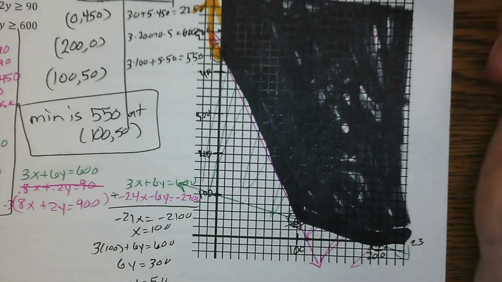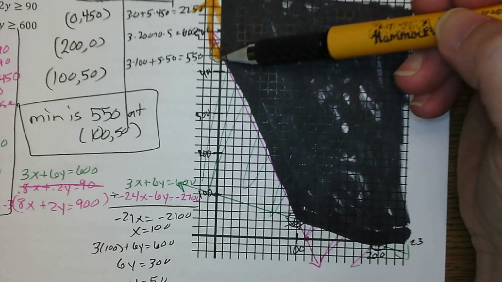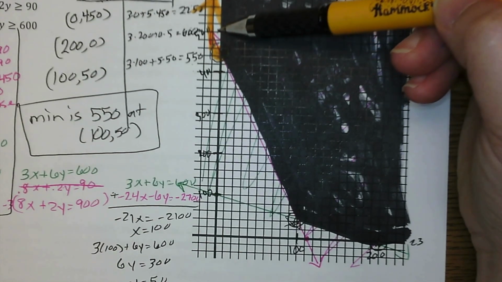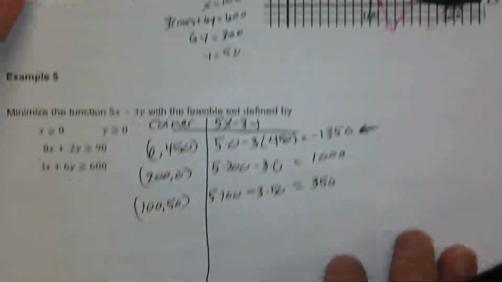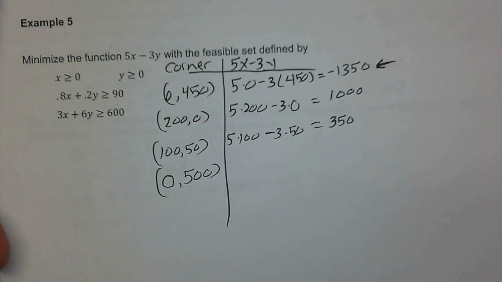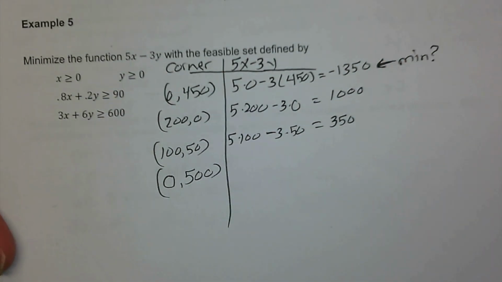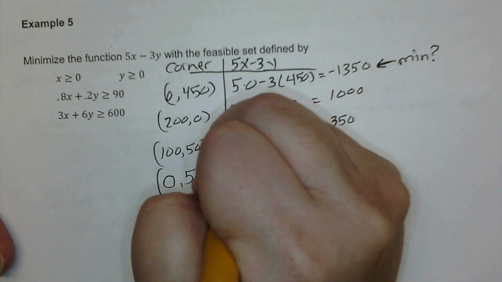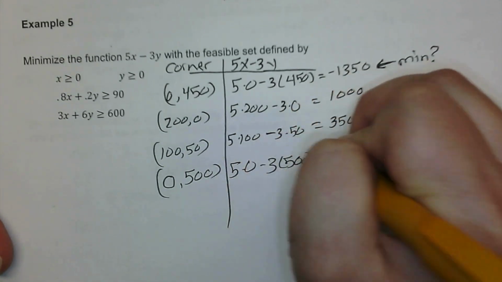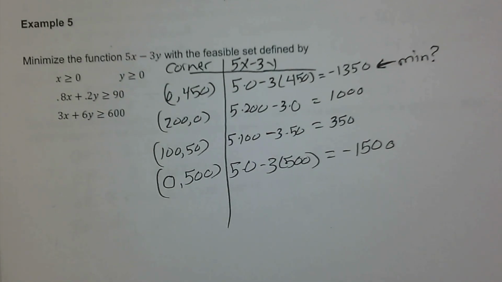You can pick any point you want, but I would recommend a point with some easy numbers. So I see this is 0, 450. I'm thinking 0, 500 is further. So let's go back to our chart and plug in 0, 500 and see what happens. I'm going to label this min, question mark. 5 times 0 minus 3 times 500 is negative 1,500.